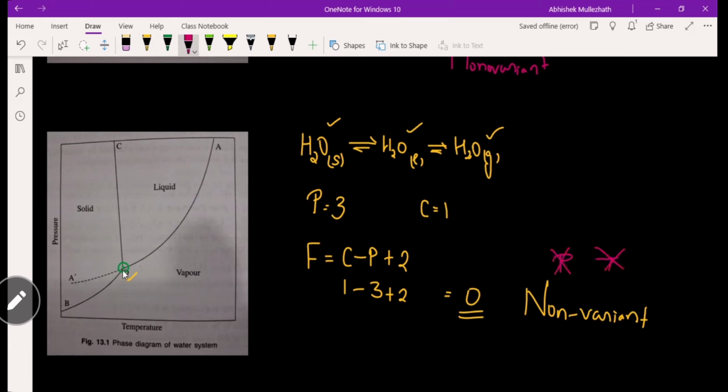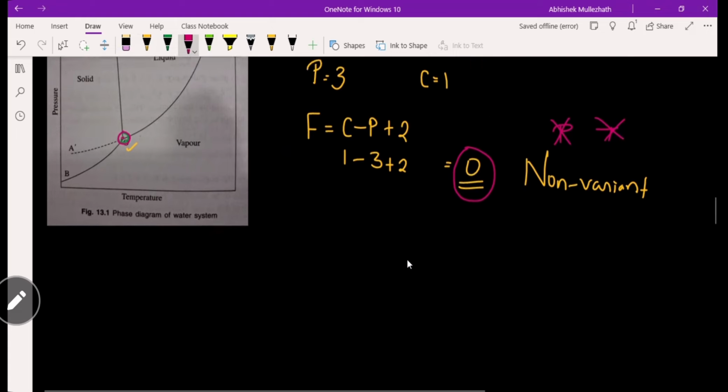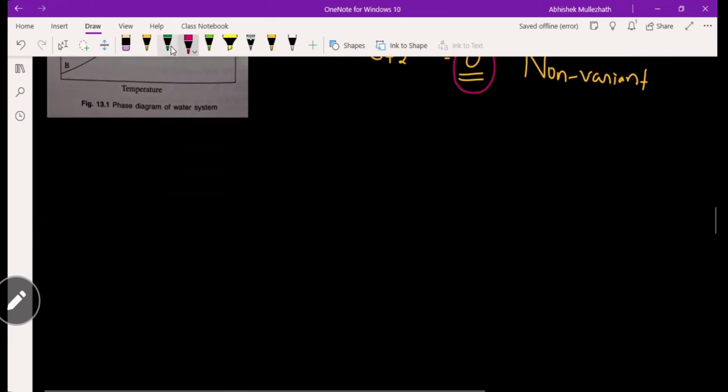You can directly point out that if all the three phases are in equilibrium and your value of F, that is variance, is coming out to be 0, then you can clearly say that the system is present at the triple point, because in the phase diagram of water, only one triple point is present. So directly you can point out that the system is at the triple point. Neither temperature nor pressure is required to define the system, because if your value is coming out to be 0, you can directly point out that the system would be at the triple point.